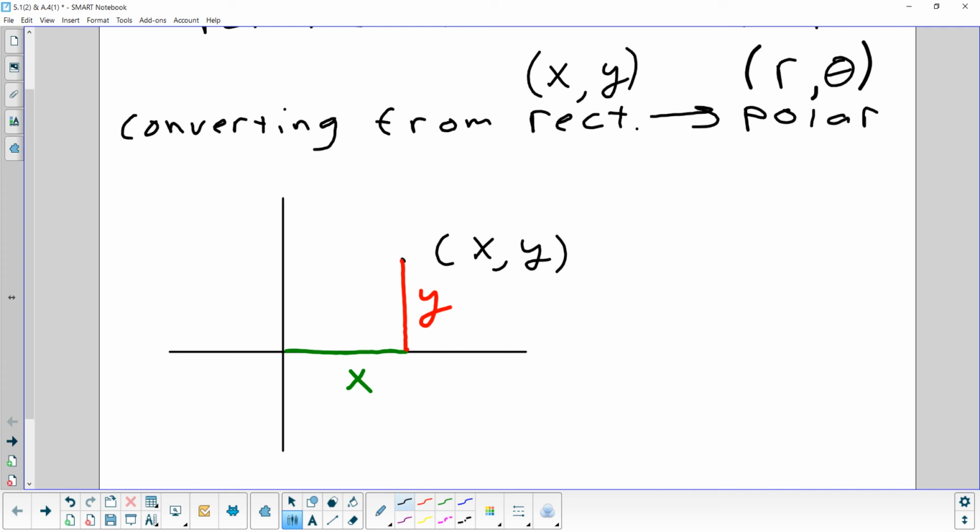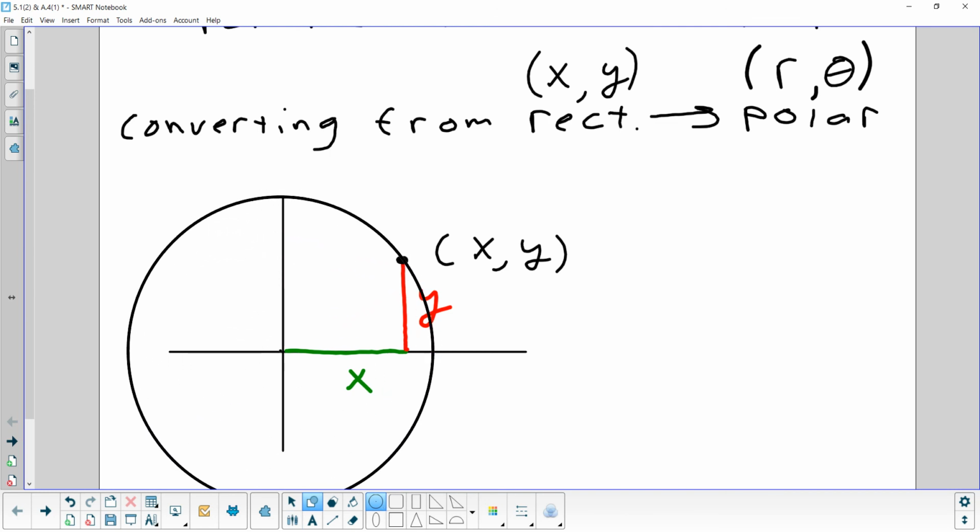Of a circle. So this point right here, if you're trying to figure out what it is in polar, you need to figure out how big of a circle it is on. So basically, you need to figure out this. What's the radius of the circle that it would be on? So here is your radius, from the center of the circle right to the edge.